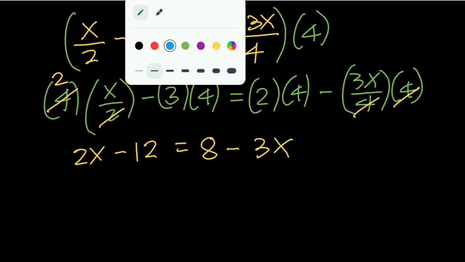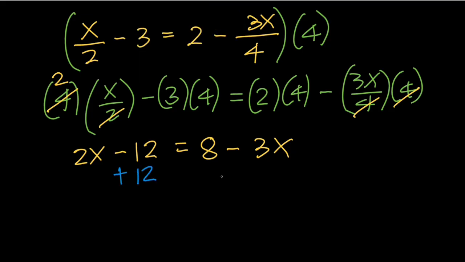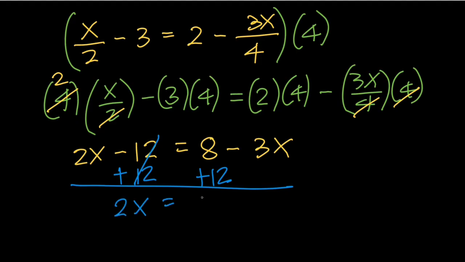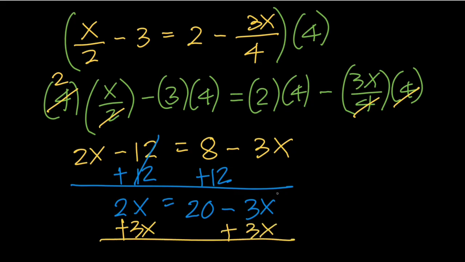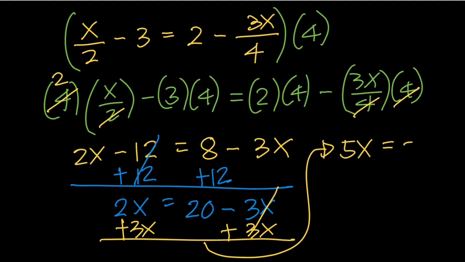Then we add 12 to both sides. This cancels out. That is 0. So we're left with 2x equals 8 plus 12 is 20 minus 3x. Then we can add 3x to both sides. This is 0. Then our equation would become 2x plus 3x is 5x equals 20.